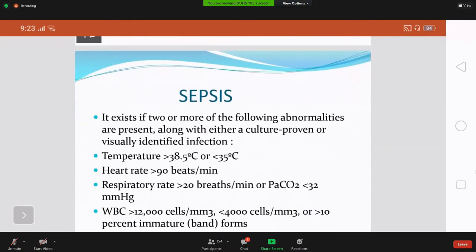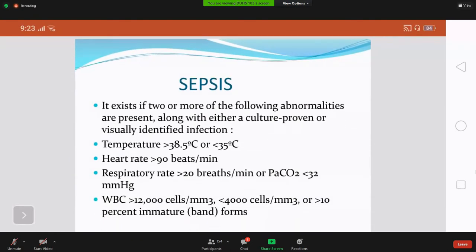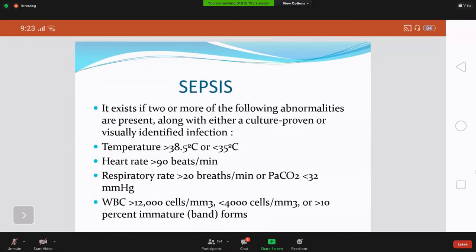Now, the diagnostic criteria of sepsis are similar to those which we have already defined for SIRS, but you need to have a culture-proven or a visually identified infection. So what is sepsis? It exists if two or more of the following abnormalities are present along with either a culture-proven or a visually identified infection.